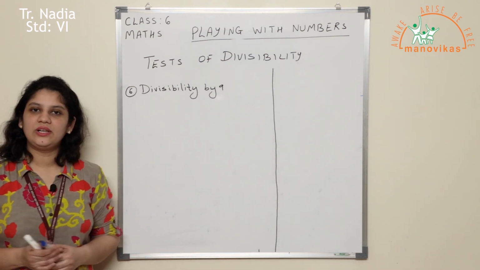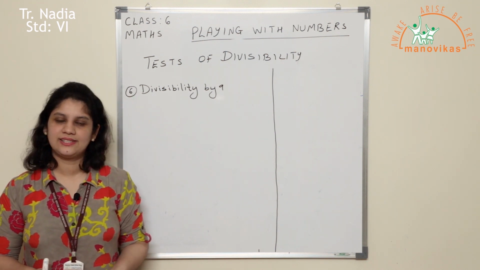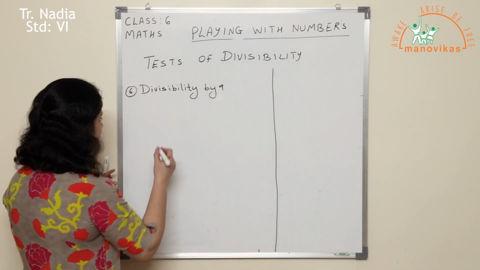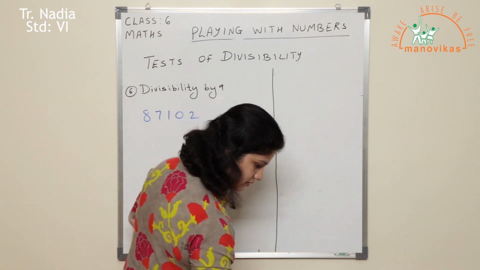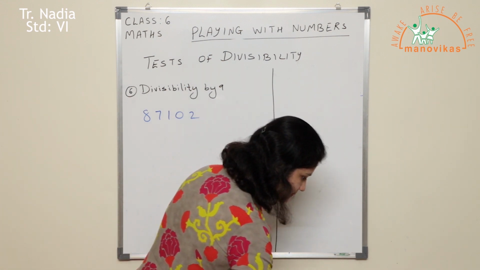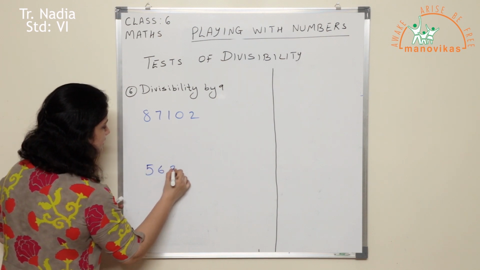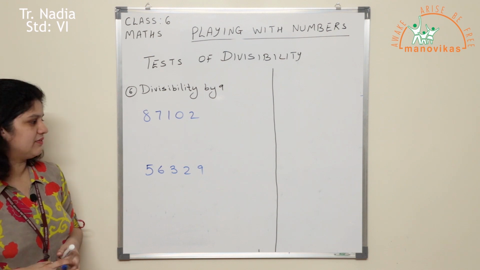Okay, now last we are going to learn divisibility by 9. Now divisibility by 9 is just similar to your divisibility test of 3. Okay, let us take an example. 87102 and one more example, 56329. So this is just the same as the 3 times divisibility test.